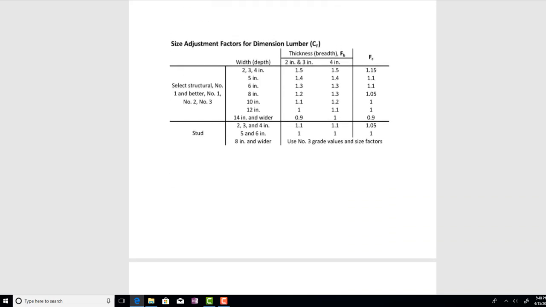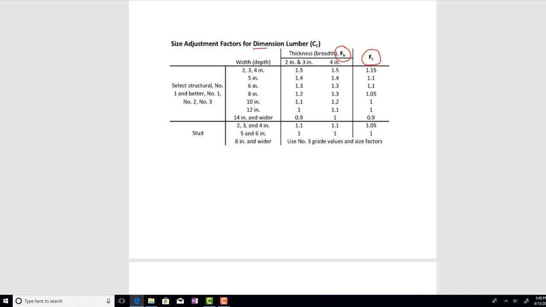This was the size adjustment factor that we gave you as supplementary material. I believe I've got a problem on the final exam that just asks you to pull the size adjustment factor. If I'm dealing with the bending stress size adjustment factor, we're going to use the middle section of the column. If I'm using the compression stress, then we would use this outer column that we're dealing with here.